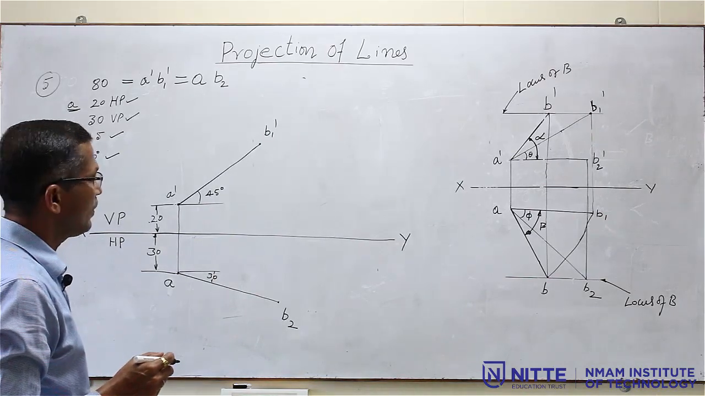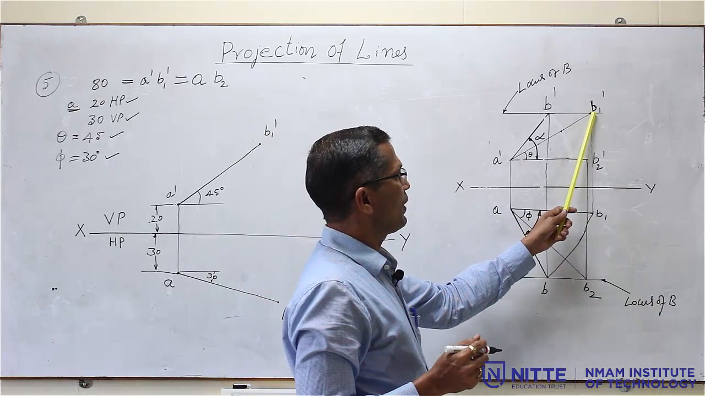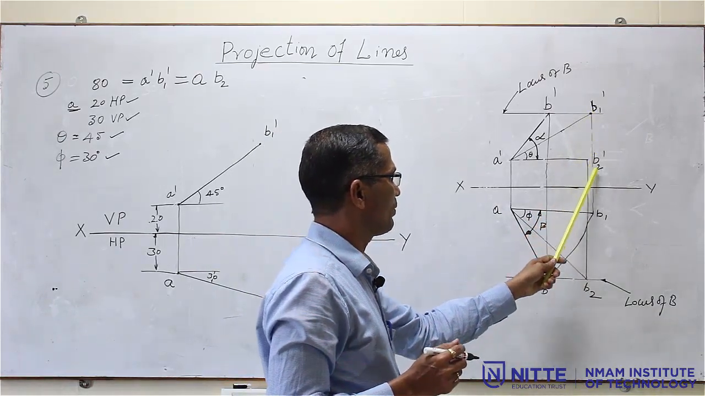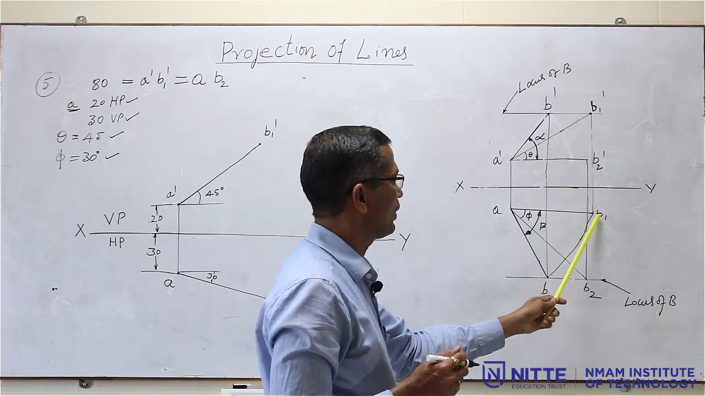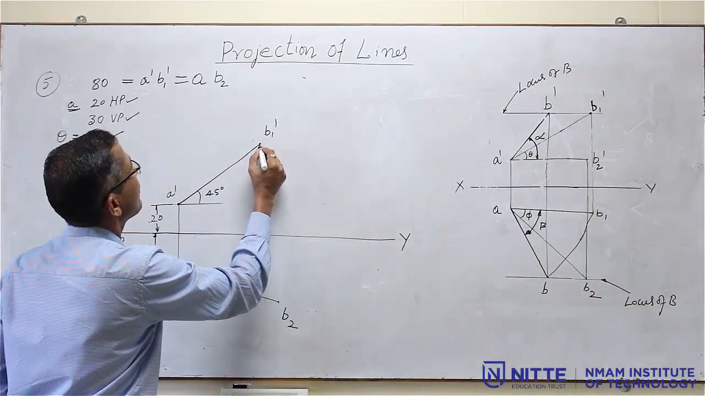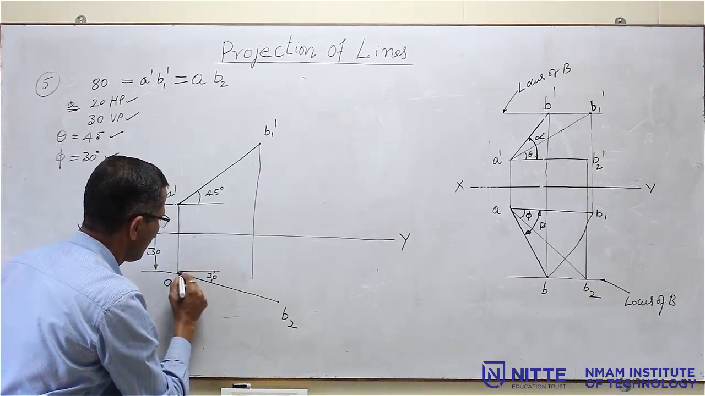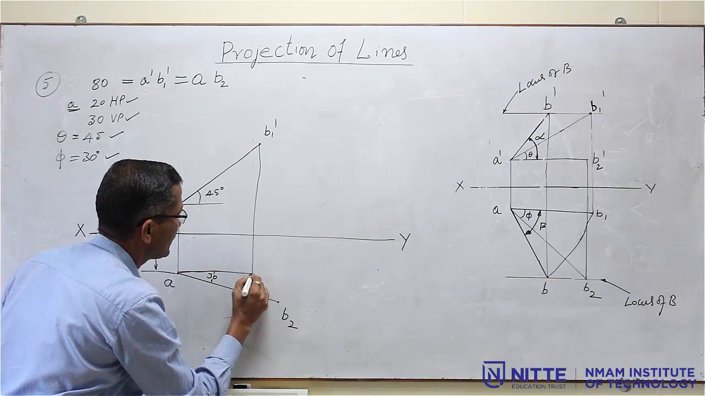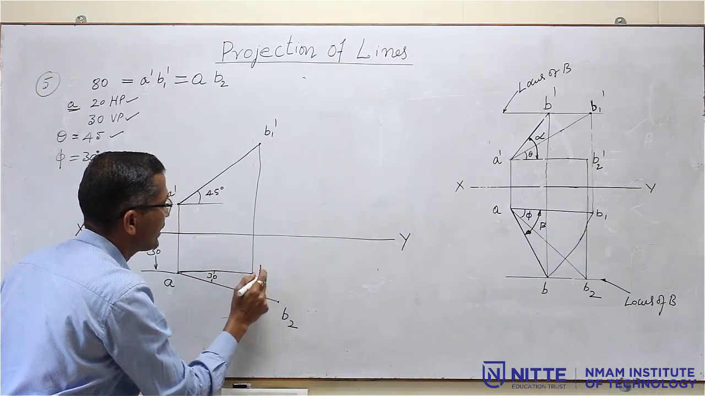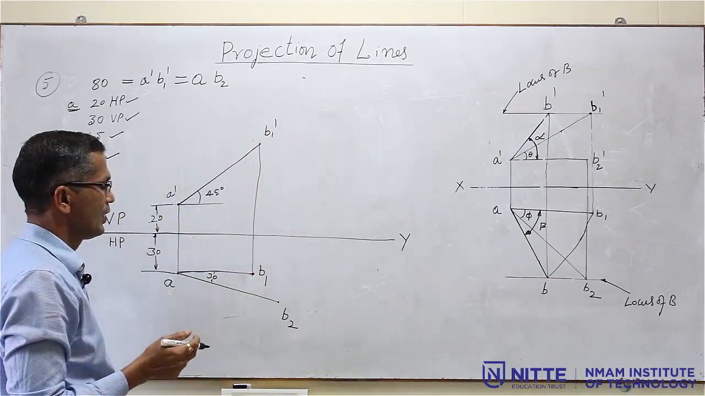What else we can draw? Once you obtain B1 dash, then the top view of that point, what is that? B1. Just project it down and locate the point B1. Project this point below, draw a vertical light line, and from A draw a horizontal line, and this point will become B1. It is not B dash, it is B1. The top view of B1 dash is B1.